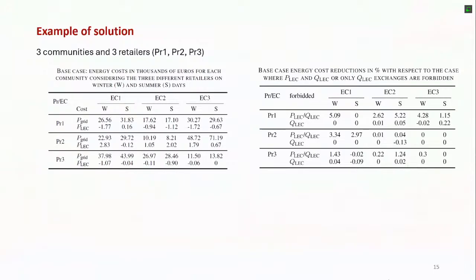So this is the effect. This table shows the comparison with respect to the case in which the communities are not implemented, so there is no possibility of direct transactions between the final users. So what are the advantages? And these are mentioned in percentage.